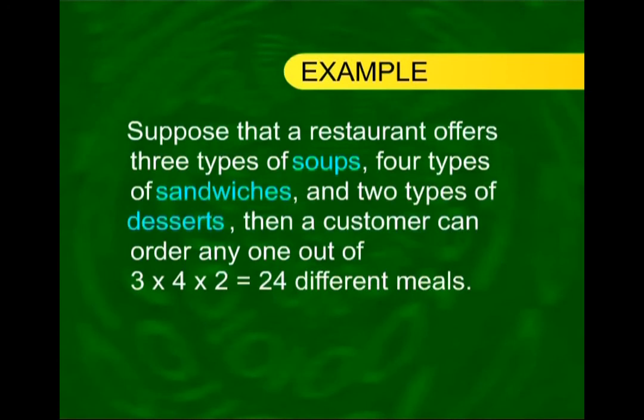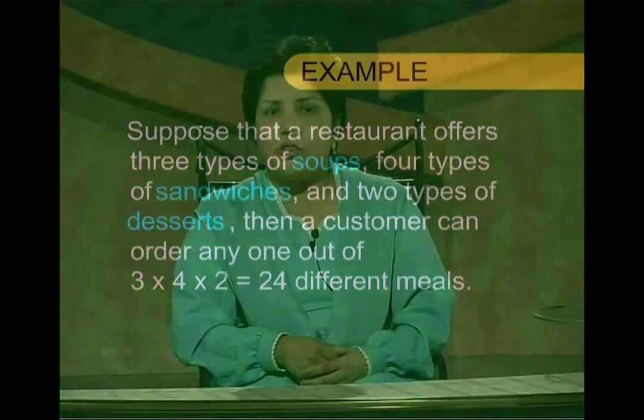As you now see on the screen, suppose that a restaurant offers three types of soups, four types of sandwiches, and two types of desserts. Then a customer can order any one out of 3 into 4 into 2, that is 24 different meals. Ye to bahut hi zyada delicious example tha aur meri tarah aapke muh mein bhi pani bhar aaya hoga, lekin restaurant to hum baad mein jayenge.